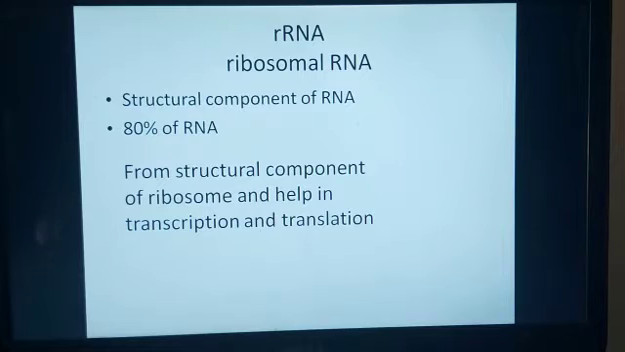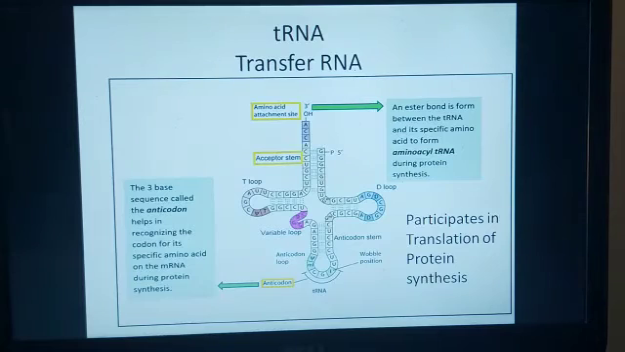Now the next RNA that we're going to see is ribosomal RNA, or rRNA. It is the structural component of the ribosomes. 80% of the RNA is ribosomal RNA, and it helps in transcription as well as in translation. Next is tRNA, or transfer RNA. This is a very important RNA.